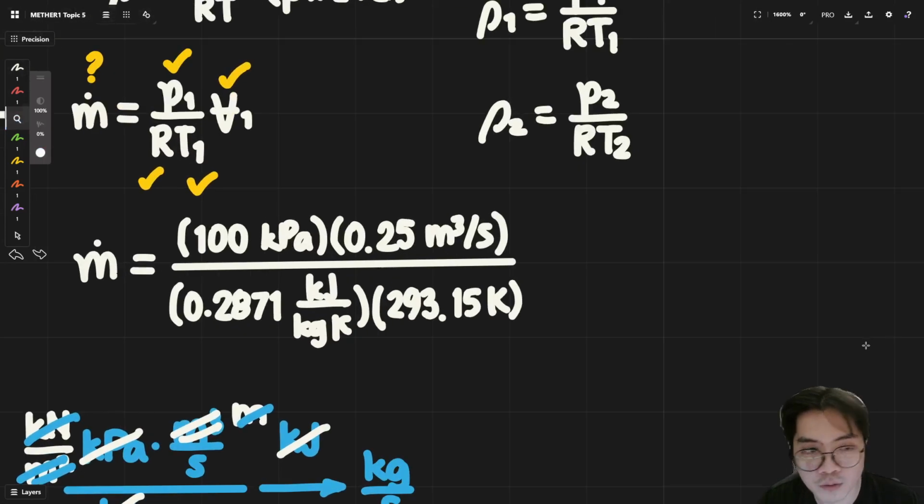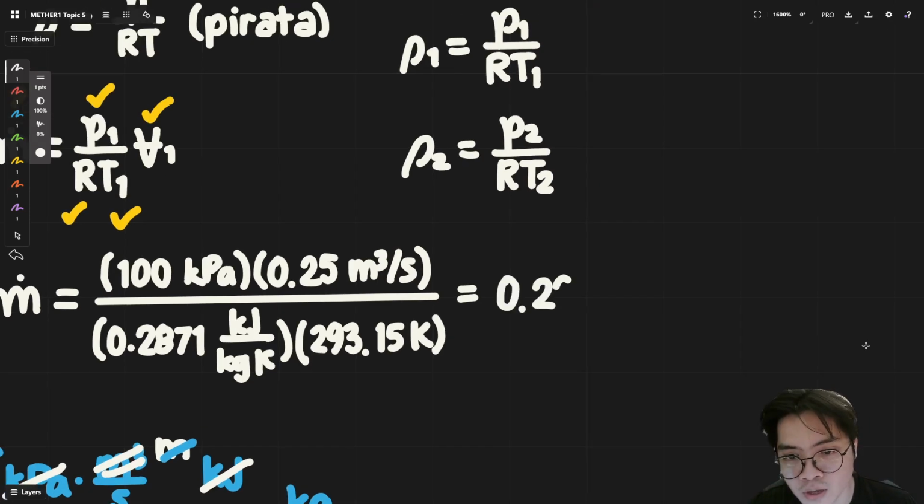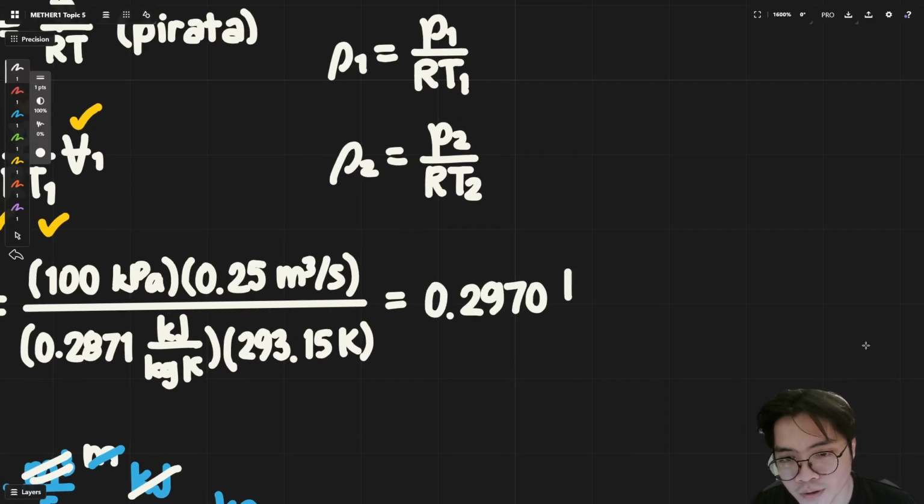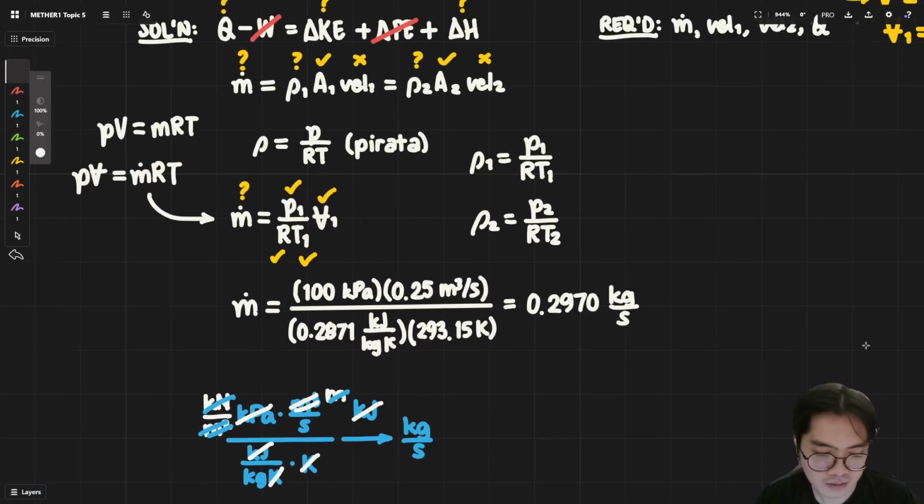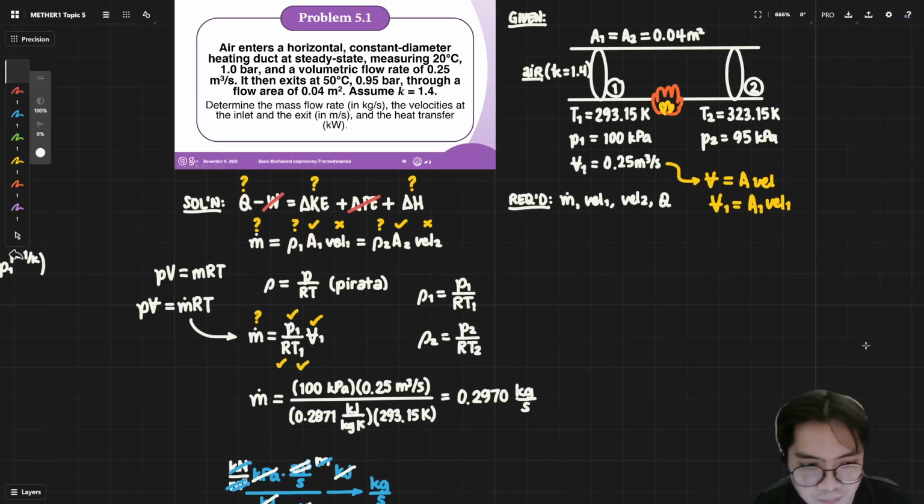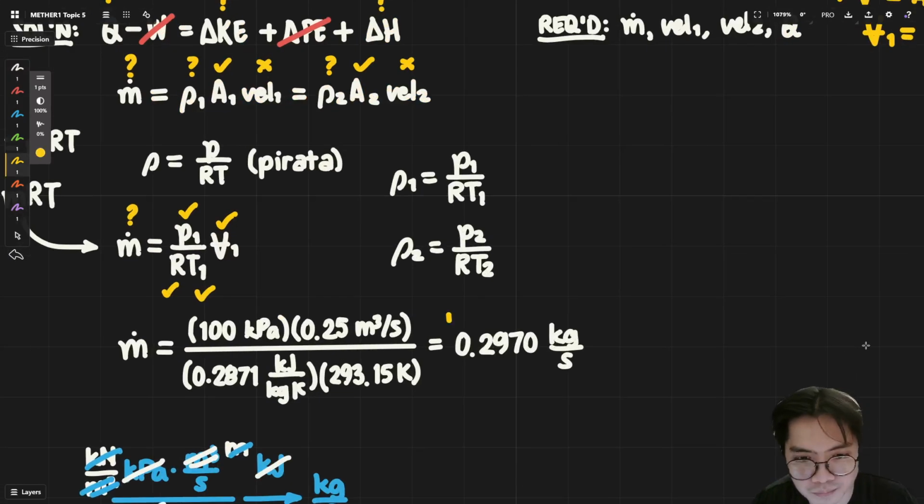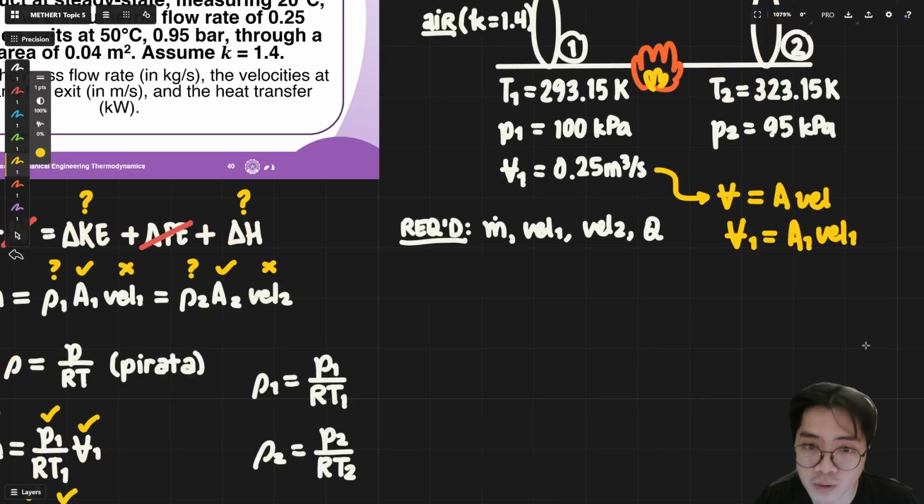Cool. So if you put all of this into your calculator, you should get something like, I already have something in mind, I think, yeah. So it's 0.2970. Everything in here I will do 4 decimal places just for safety, right? So that is your m dot. Congratulations. Next, we will go to our vel1 and vel2.